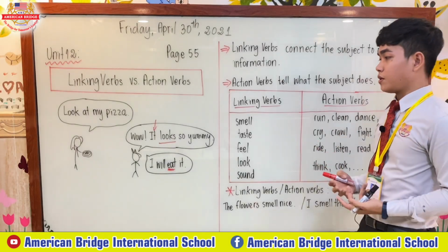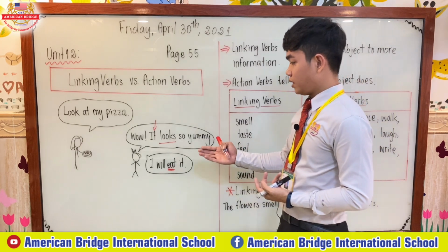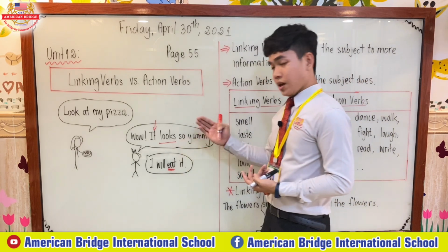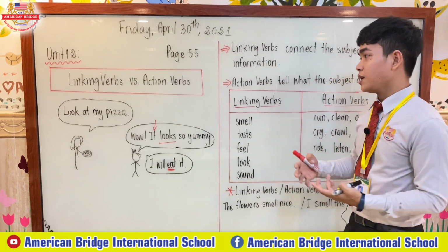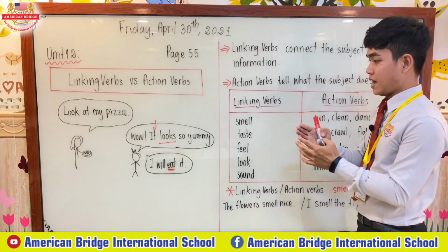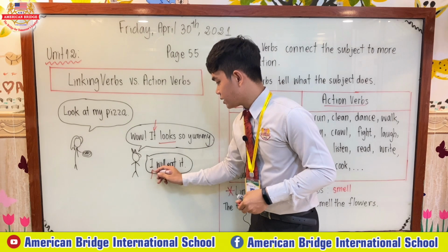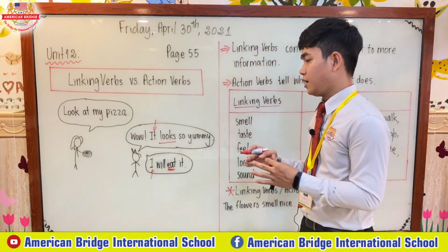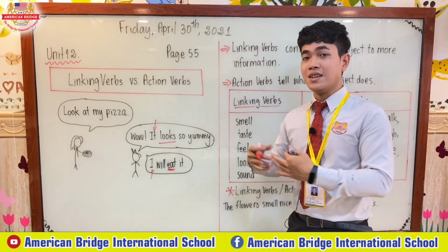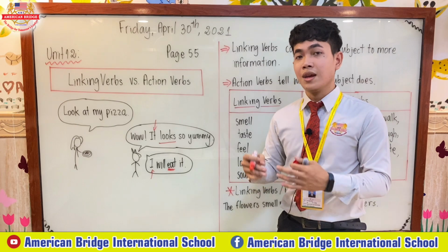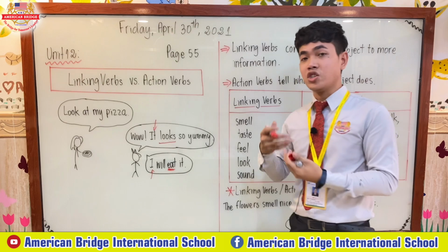Now let's take a look back at the story. As in the story, "I will eat it." As we know already, an action verb is a verb that shows the action and tells what the subject does. What is the subject in this sentence? I, right? So I is the subject. The action that the subject does is eat. So eat is the action verb because it shows the action.